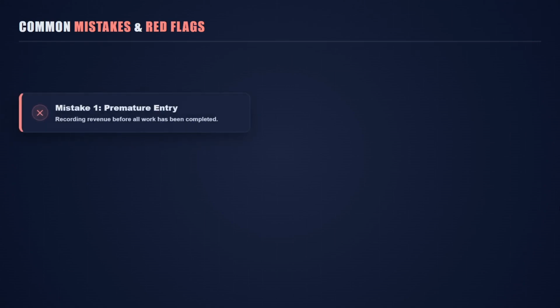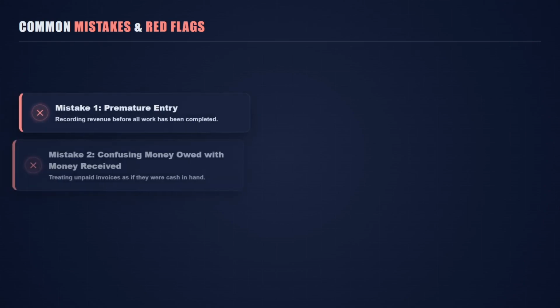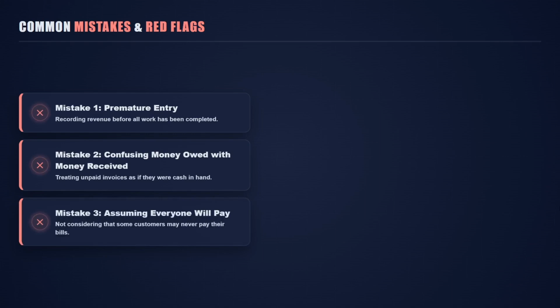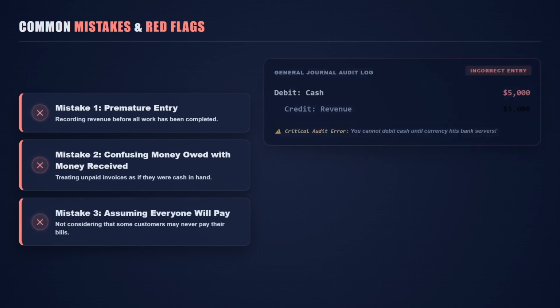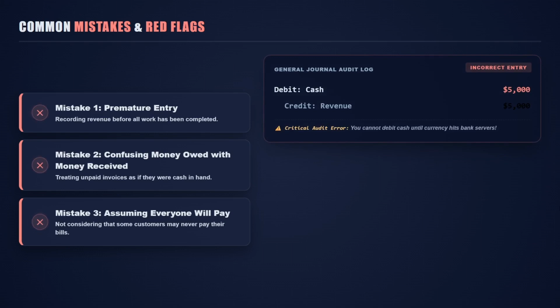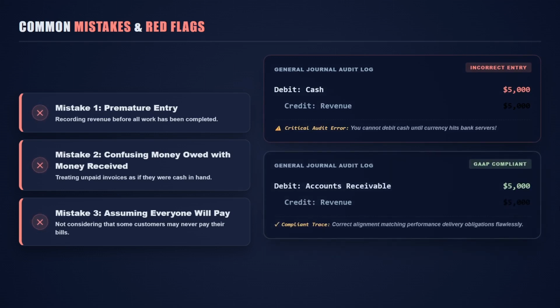Here is where people mess up. Mistake number 1. Recording revenue before all work has been completed. Mistake number 2. Treating unpaid invoices as if they were cash in hand. Mistake number 3. Not considering that some customers may never pay their bills. Red flag. If you're recording cash you haven't received, that's fraud. But recording receivables, that's legal accounting.